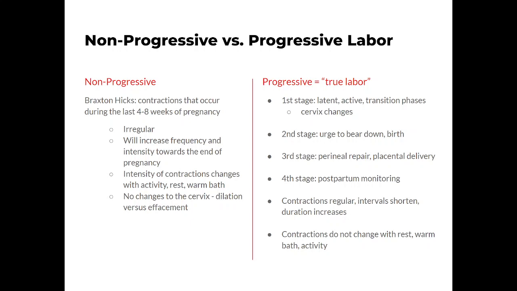And then effacement is more thinning of the cervix. So we're looking more at effacement when we're talking about changes to the cervix during non-progressive versus progressive labor. Dilation can actually start happening around 36 weeks, and it's going to be really small, more like 0 to 2, and it can stay the same or it can increase.